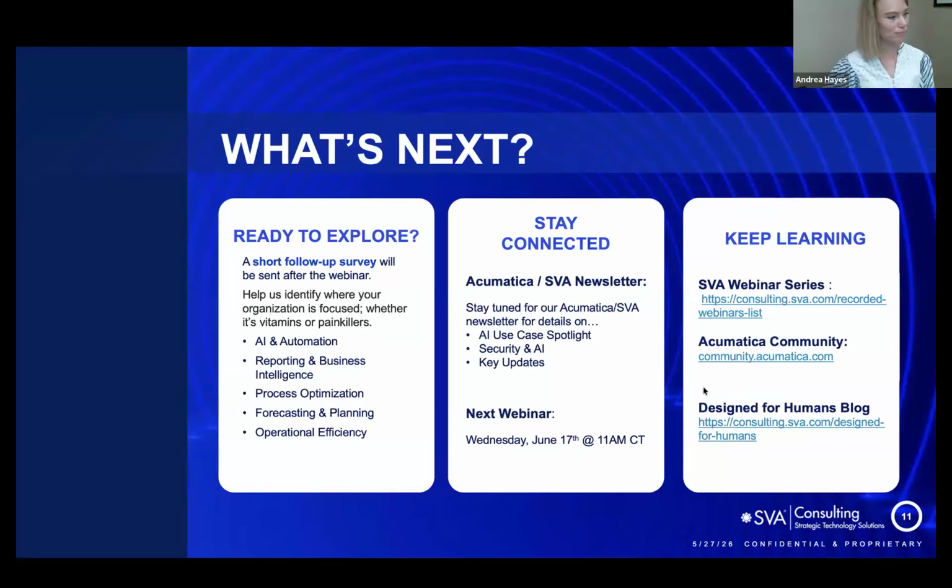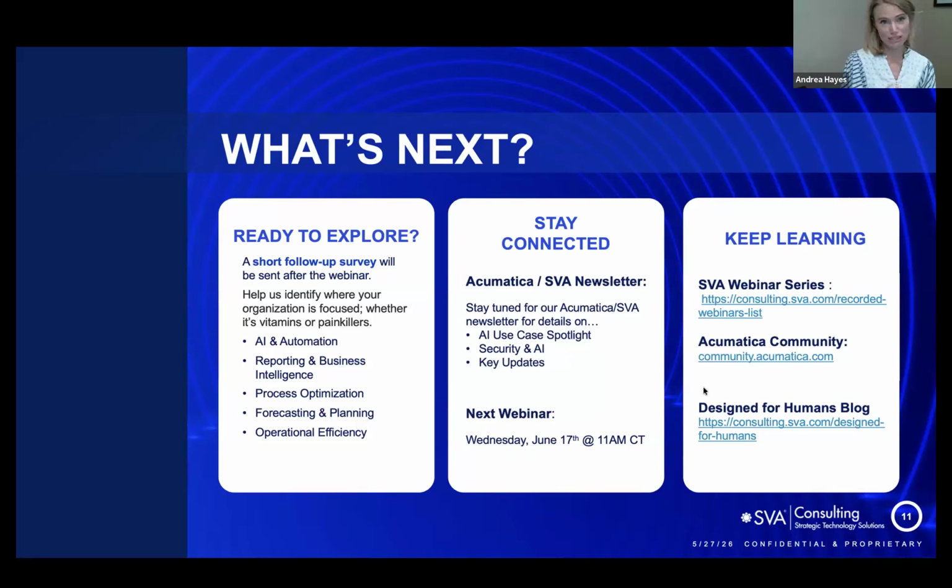Perfect. Okay, so in terms of what's next, we really want to hear what you're thinking, what your goals are. So we're going to send a pretty short survey following this. Really want to understand what you're interested in. And I have on there, whether it's vitamins or painkillers, right? So vitamins as in, hey, things that we're excited to do, we aspire to, versus painkillers, like pain points today. So I think some of the things that we showed, hopefully we'll be able to help with either one of those. And we really want to talk more. And so once that survey is done, we'll reach out to you to schedule some time. We just want to make sure we have the right representation from the SVA team in that session with you, which is why we're asking to do the survey.